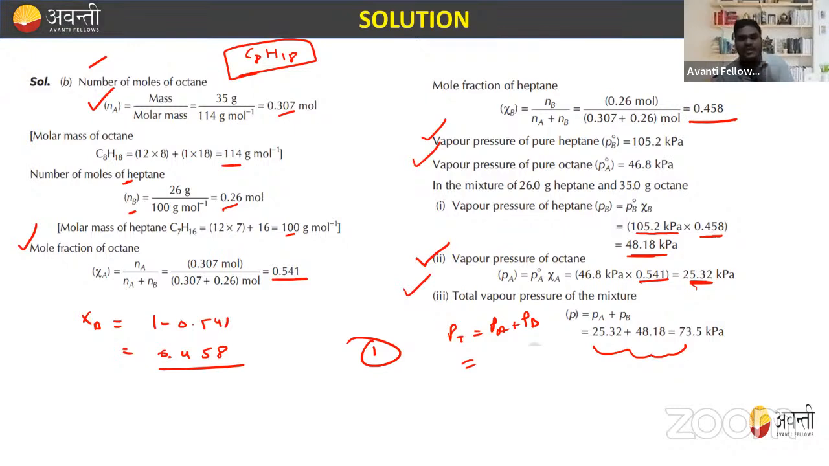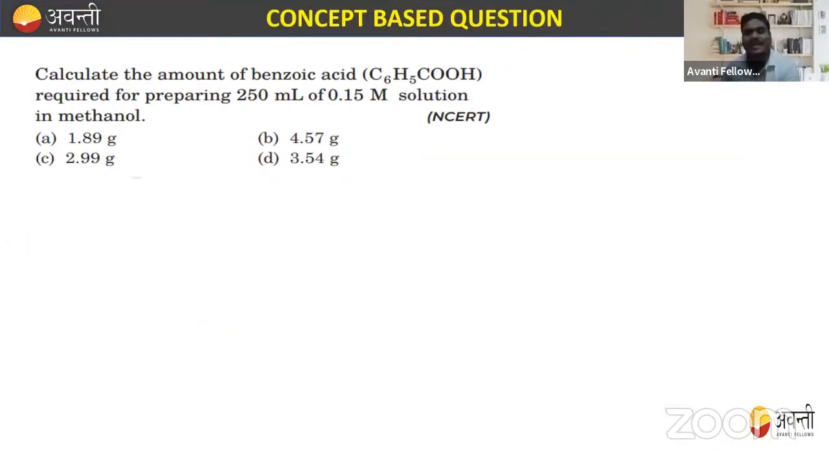So this is one of the very important questions, totally based upon the Raoult's law for volatile solute. This question was asked in your examination. I hope you understand this question and have no doubt related to it. If you have any doubt, you can ask me. Now try to solve this question, because it is very important as well as very easy.